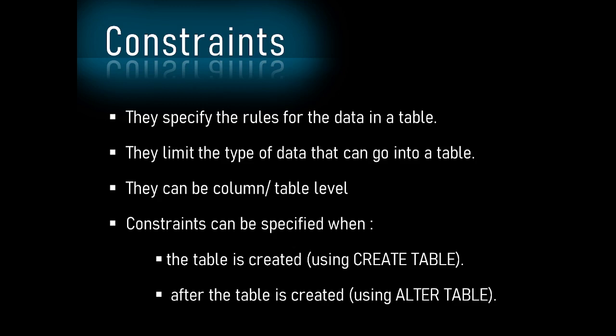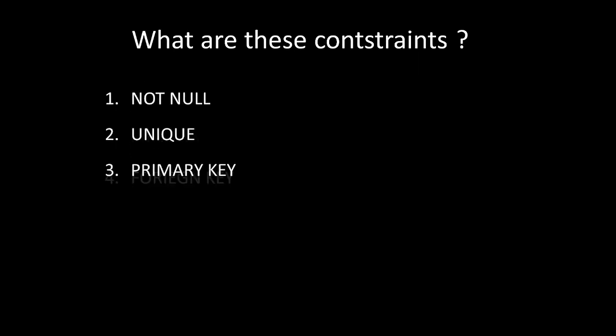Now there are many types of constraints, and primary key is one of the constraints that we can specify in MySQL. To specify these constraints, we have two methods. One, when we create the table, we can specify the constraint. And after creating the table, we can also specify the constraint using the alter table method. So now let's see what these constraints are. These constraints are not null, unique, primary key, foreign key, default, and check.